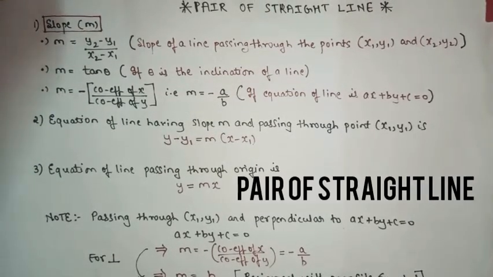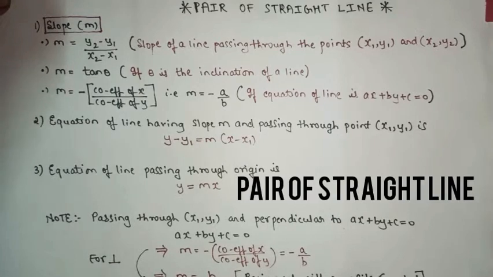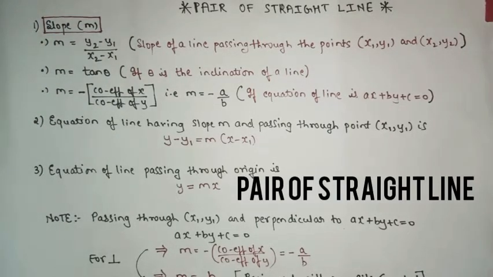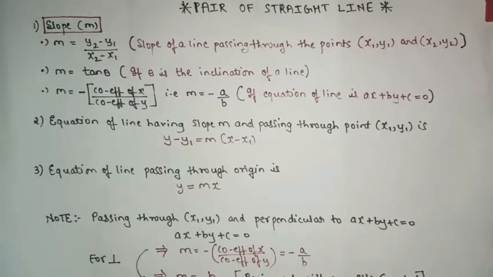Hello students. So today we'll start with one of the very important chapters from Maths 1, that is chapter number 4, Pairs of Straight Lines. As you all might be knowing some basic formulas of a straight line which were there in the 11th standard, even in the 10th standard also.